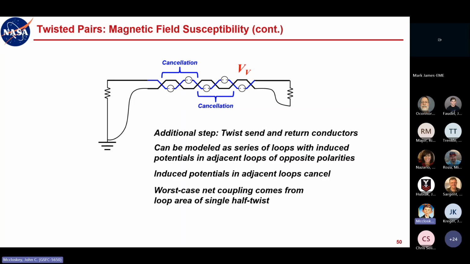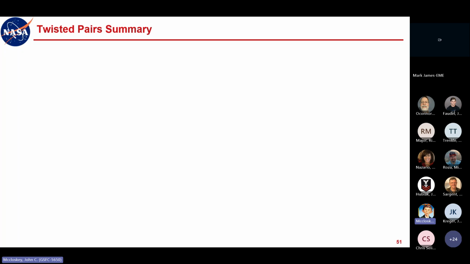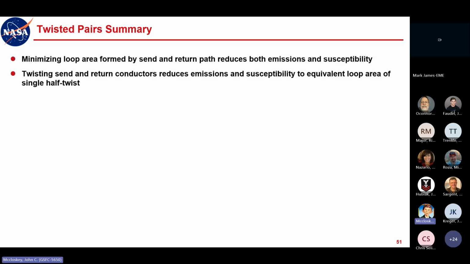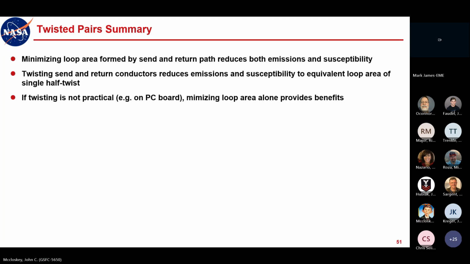So just getting the return path to be immediately next to the send path, that reduces the loop area. That does a lot right there. And then when you twist the conductors, it gives you that additional mitigation such that the coupled potential in these adjacent loops cancels. So that's the physics of why we twist the pairs. It minimizes the loop area, and it helps with both emissions and susceptibility. And then when you twist them, it reduces the emissions and susceptibility to the equivalent loop area of a single half twist. So this is, of course, something we do with cabling, with wires.